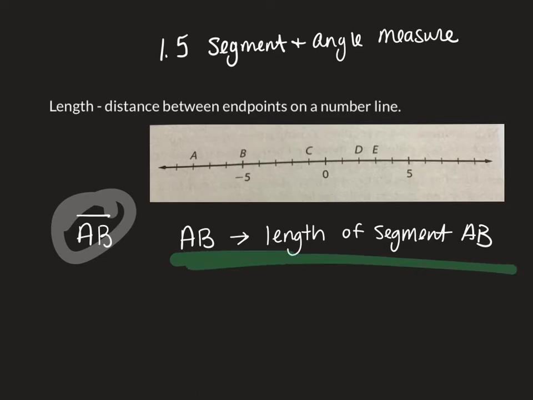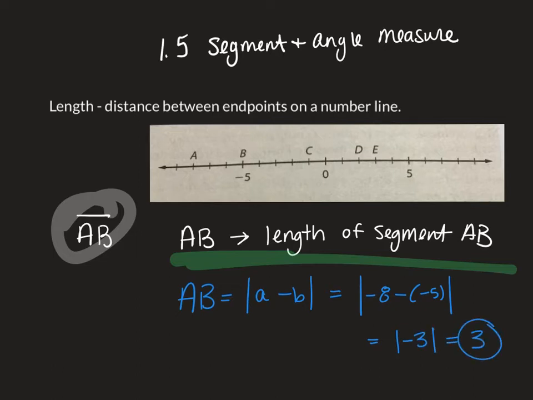So you can find the length by taking the absolute value of point A minus point B. Or you can just count the points on the number line. For this one, B is -5 and A is -8. So you could do -8 minus -5, which would be -8 plus 5, which is -3. But we do the absolute value because length is always going to be a positive value. So it would be 3.